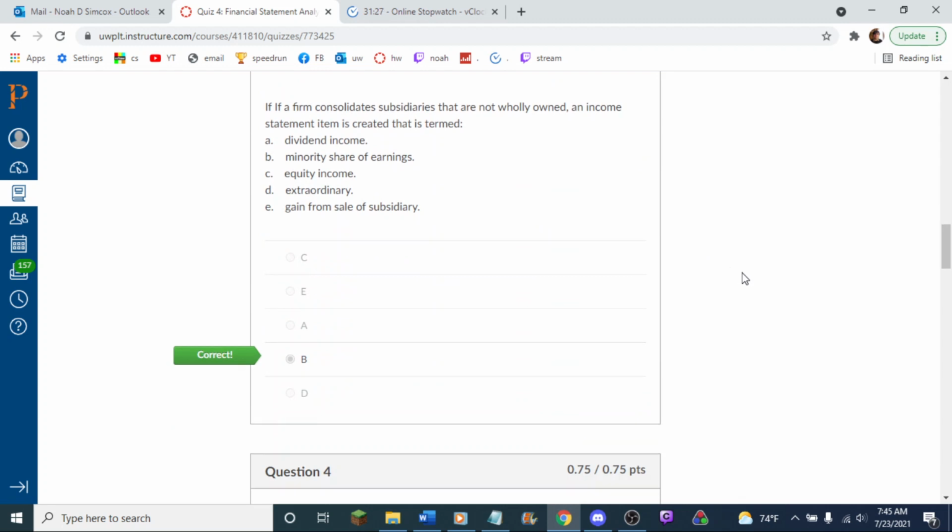If the firm consolidates subsidiaries that are not wholly owned, an income statement item is created that is the minority share of earnings. Guess what, buddy? It's not that anymore. Why do they have to do that? It's called non-controlling interest, isn't it? Dang it.